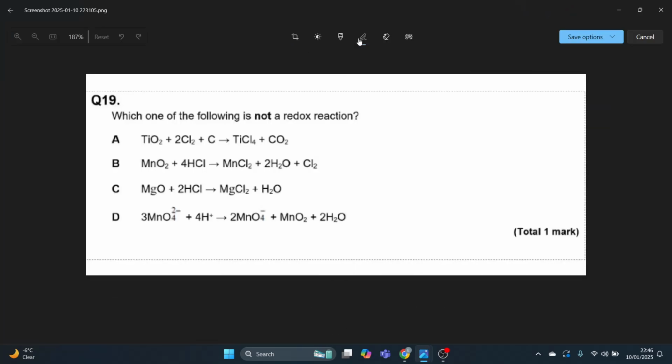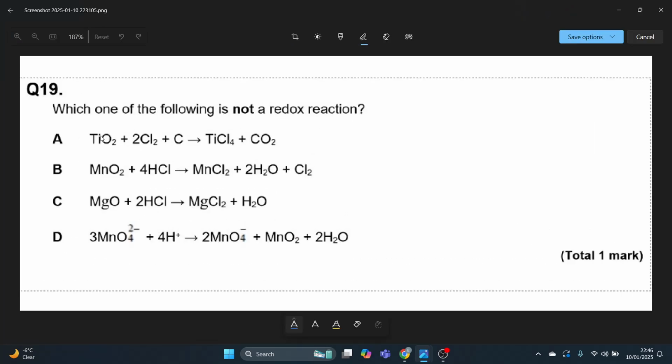Which one of the following is not a redox reaction? TiO2. That's 0. That minus 2 times 4, that's plus 4. In this case, titanium oxide, that's minus 2 minus 4, that's plus 4. In this case, that is plus 4. And of chlorine, that's 0. So we go from 0 to minus 4 of chlorine, and plus 4 to plus 4 of titanium. Look at the rest.